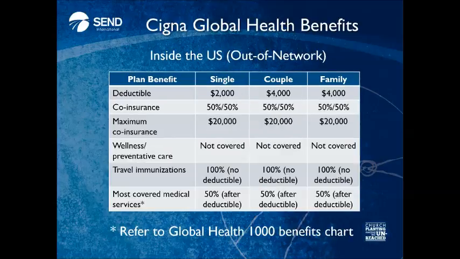This is the out-of-network coverage while in the U.S. You'll notice that the deductible is doubled when you go out-of-network. Cigna only covers 50% of coinsurance, wellness and preventative care is not covered at all, and you don't have a maximum out-of-pocket. You have a maximum coinsurance amount of $20,000, regardless if you're an individual, couple, or family.